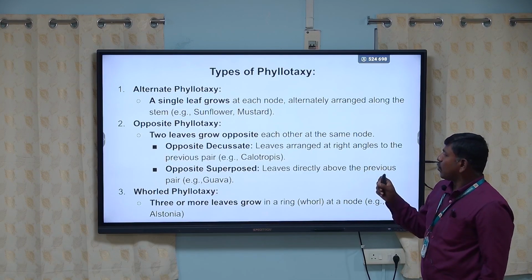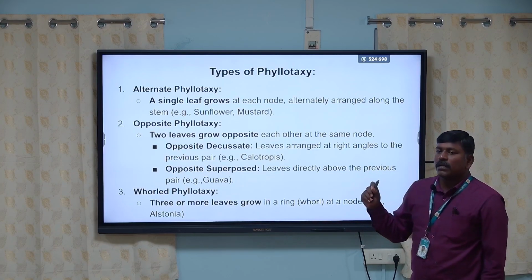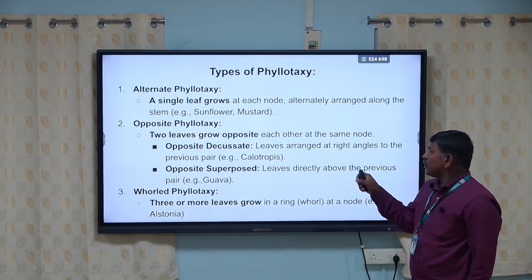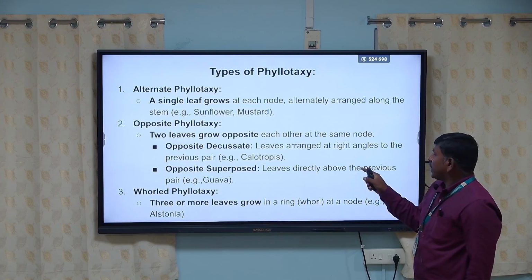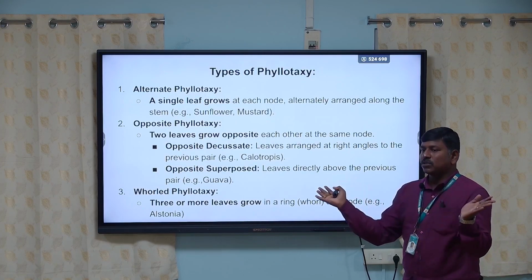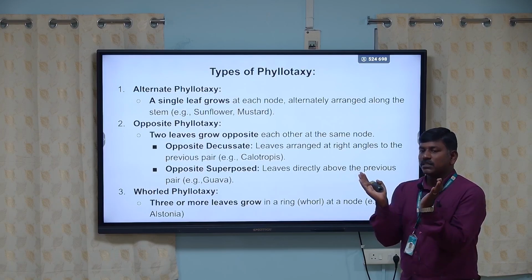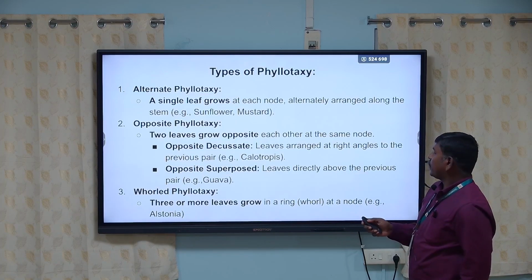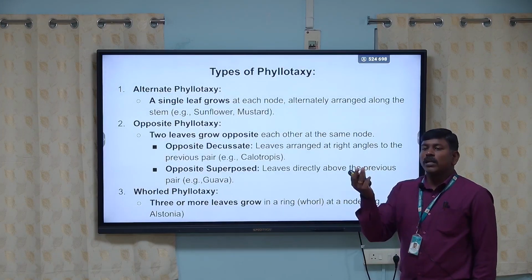In opposite phyllotaxy, two leaves grow on opposite sides at the same node. One is opposite decussate, another is opposite superposed. I will show the opposite decussate picture in the next slide. For example, the Calotropis leaf is opposite decussate. The leaves look like they arise on opposite sides from the same node. In whorled phyllotaxy, three or more leaves grow in a nodal region.